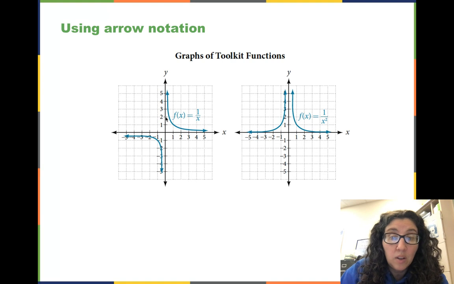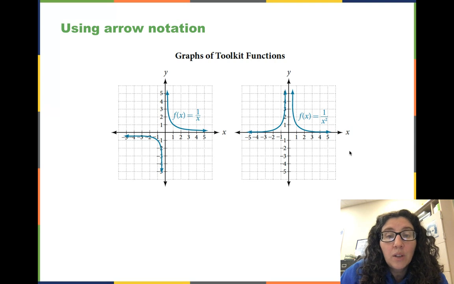In this one, the graph kind of shoots up and down. And in this one, the graph shoots up on both sides, right? We're going to learn that those are called vertical asymptotes. And we also notice that the end behavior of these functions isn't going all the way up or all the way down. It looks like it's getting close to the x-axis in both cases. And we're going to call those horizontal asymptotes in just a minute.